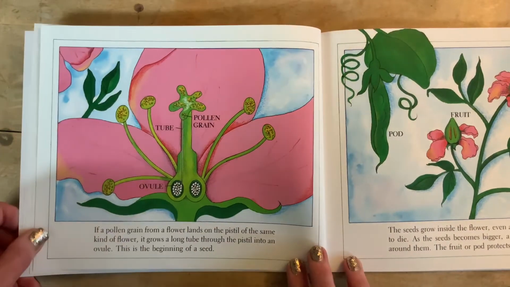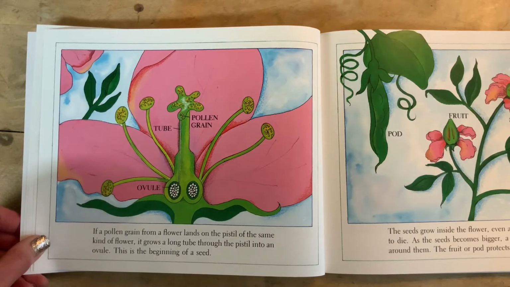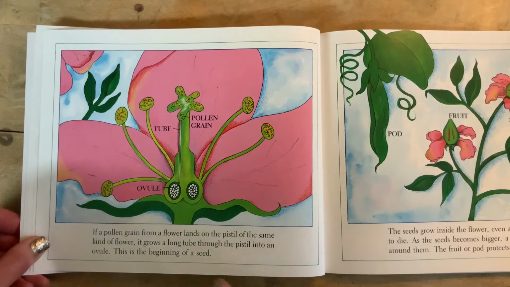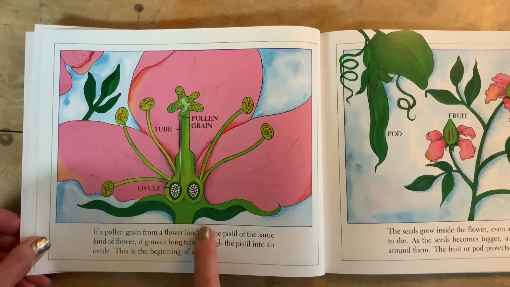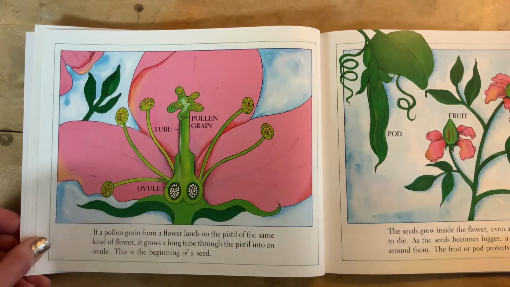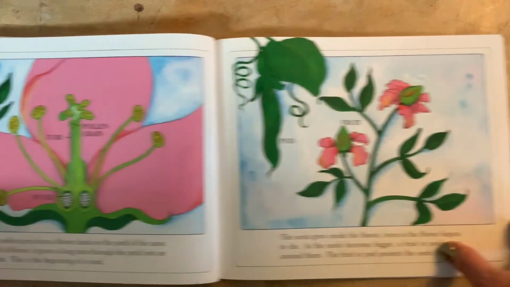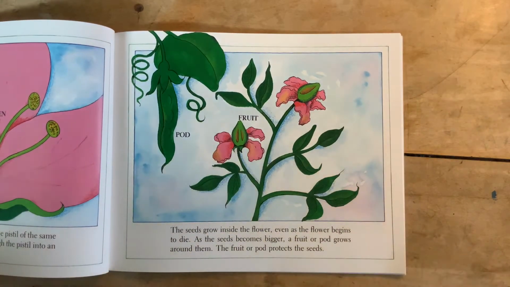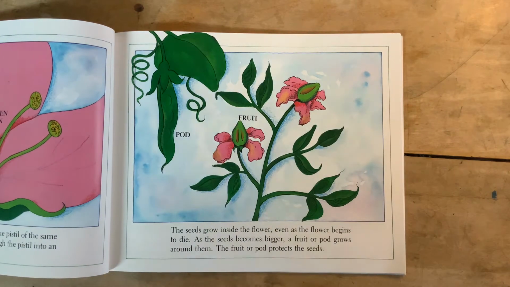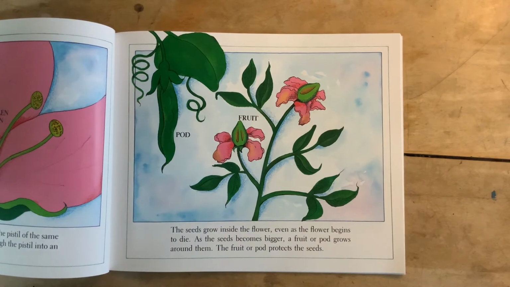If a pollen grain from a flower lands on the pistil of the same kind of flower, it grows a long tube through the pistil into an ovule. This is the beginning of a seed. That's amazing. The seed grows inside the flower. Even as the flower begins to die, as the seeds become bigger, a fruit or pod grows around them. The fruit or pod protects the seed.